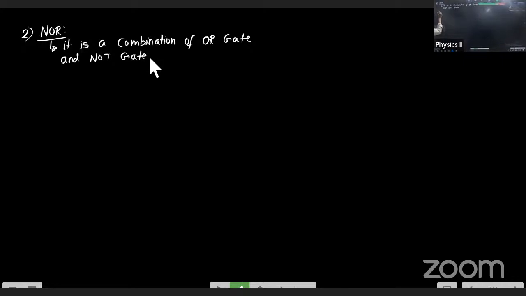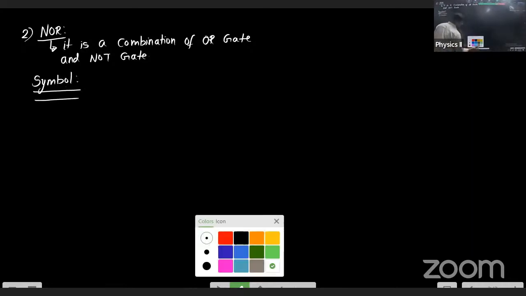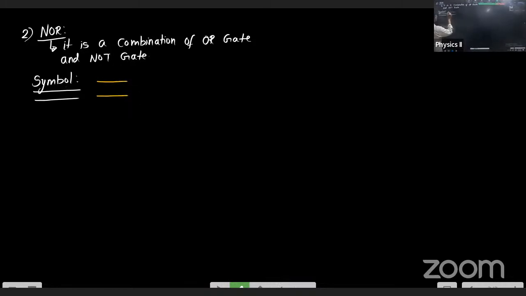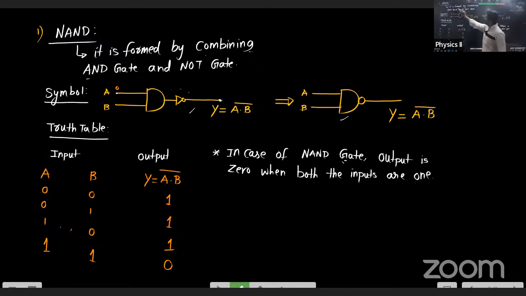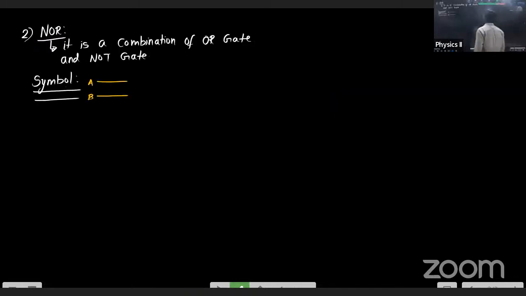So next what you are supposed to do? You are supposed to draw its symbol. Again, it consists of two inputs. I am writing input A. This is input B. In the previous case, we have written NAND gate. See here in NAND we are having D. Just remember this. In case of NAND gate or AND gate, we'll be having D symbol here. But in case of NOR gate, we'll be having a leaf-like structure, something like this.